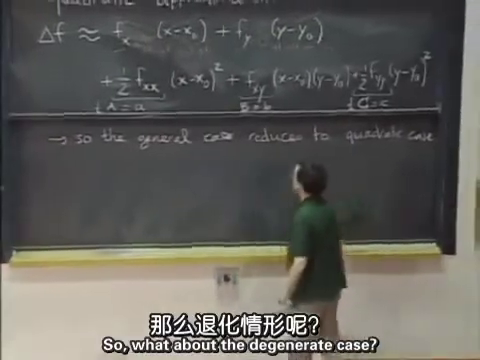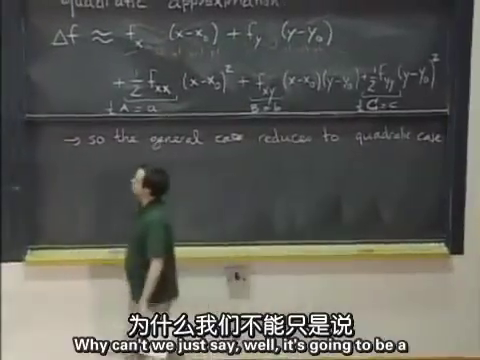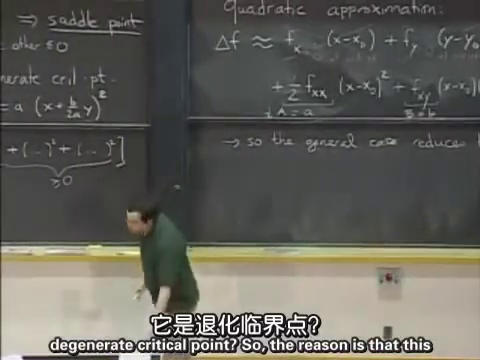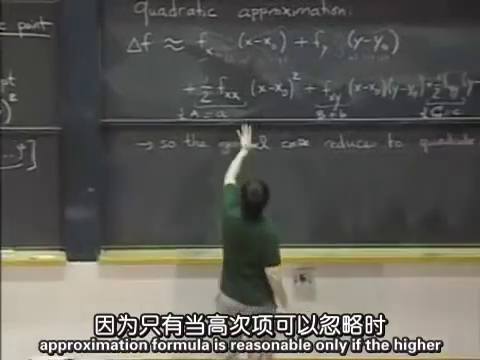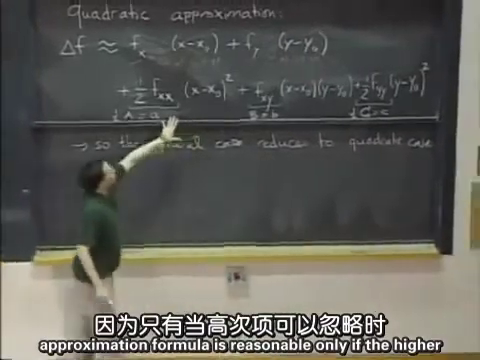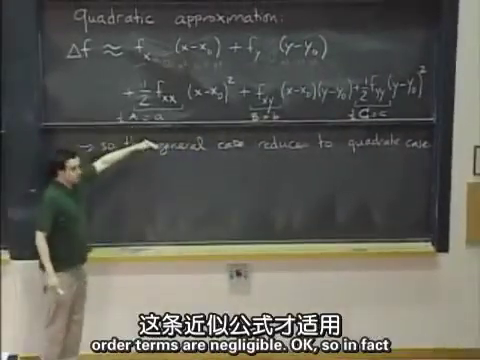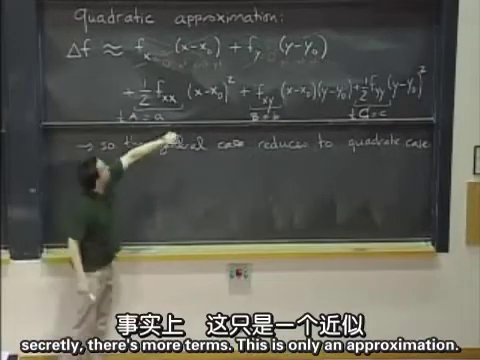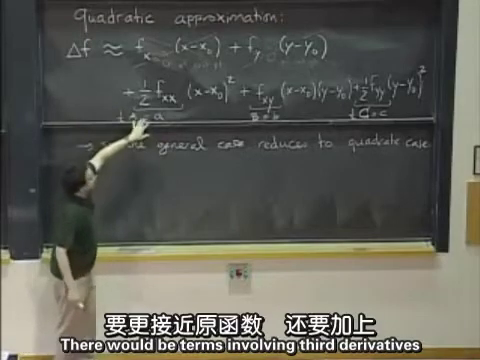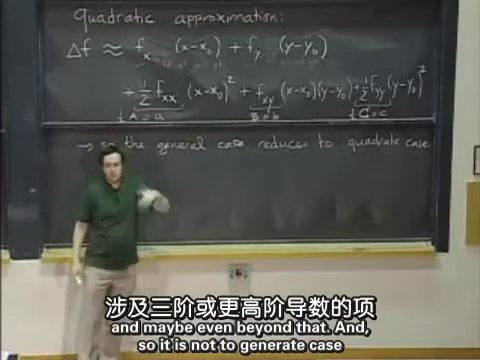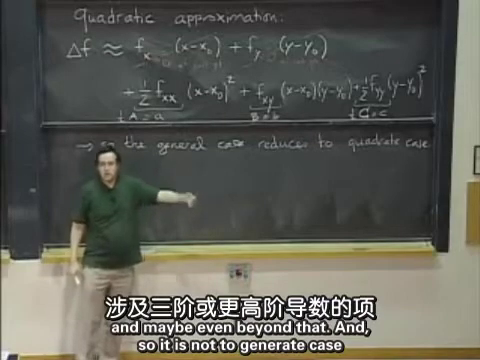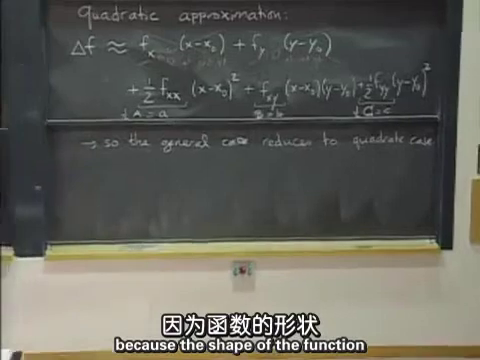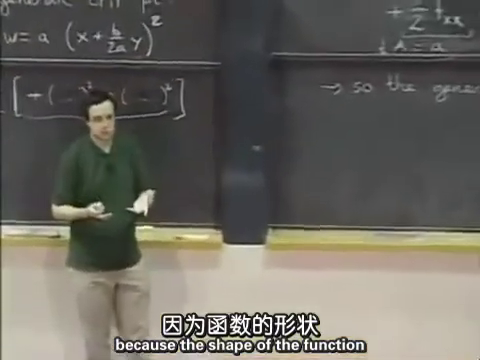So what about the degenerate case? Why can't we just say, well, it's going to be a degenerate critical point? So the reason is that this approximation formula is reasonable only if the higher order terms are negligible. Okay, so in fact, secretly, there's more terms. This is only an approximation. There would be terms involving third derivatives and maybe even beyond that.